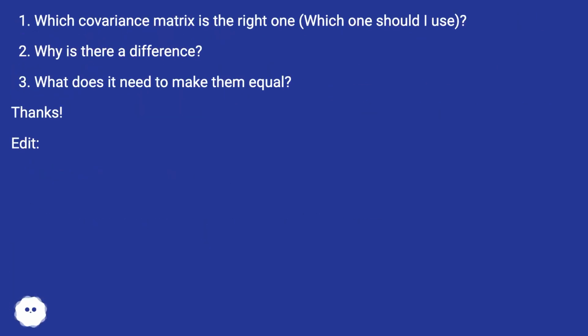Which covariance matrix is the right one? Which one should I use? Why is there a difference? What does it need to make them equal? Thanks. Edit.